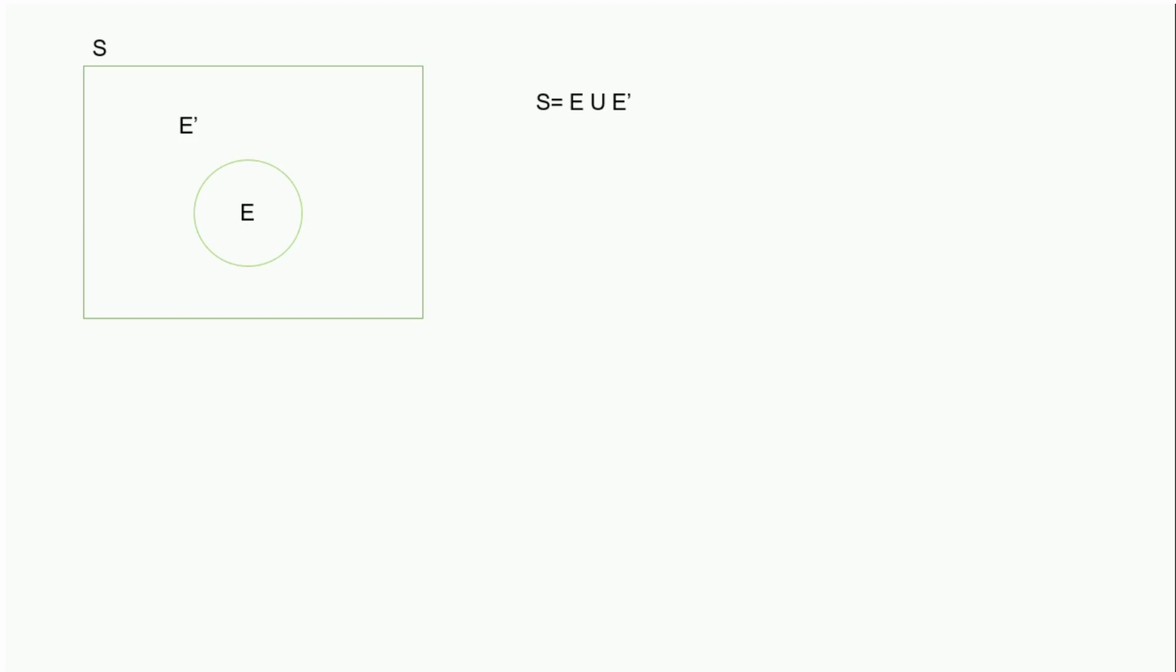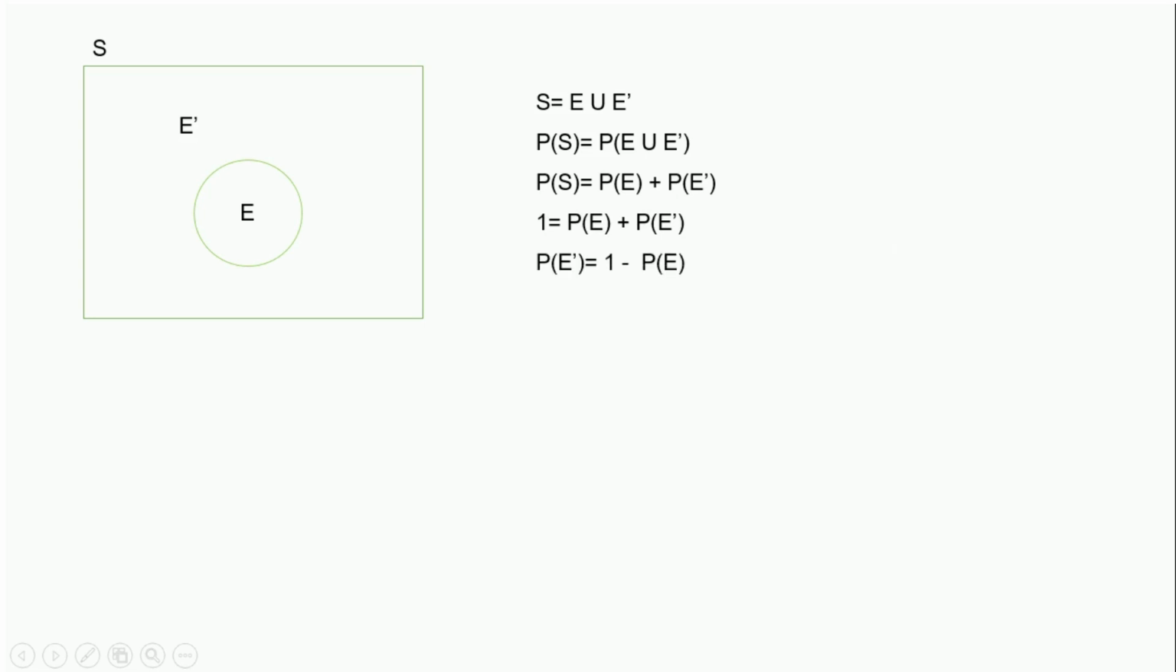By seeing this Venn diagram, we can write this in terms of probability, and we know that union means or, therefore we are going to use plus in place of union, and we know that probability of the sample space is 1, therefore probability of E dash equals 1 minus probability of E. This is a very important formula: the probability of the complement of an event equals 1 minus the probability of that event.